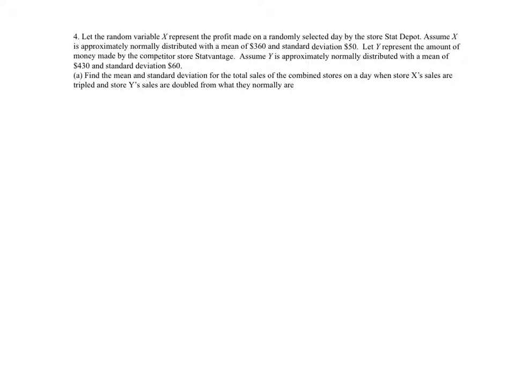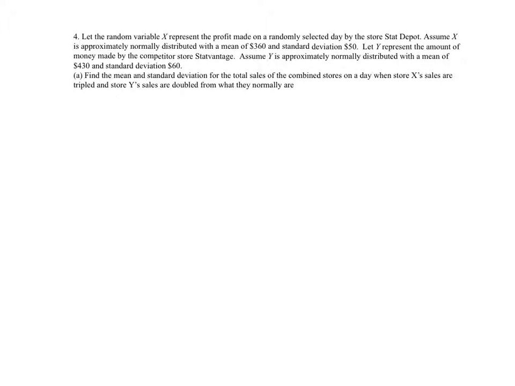Number 4, let the random variable X represent the profit made on a randomly selected day by the store StatDepot. Assume X is approximately normally distributed with a mean of 360 and a standard deviation of 50. Let Y represent the amount of money made by the competitor store StatVantage. Assume that Y is approximately normally distributed with a mean of 430 and a standard deviation of 60.